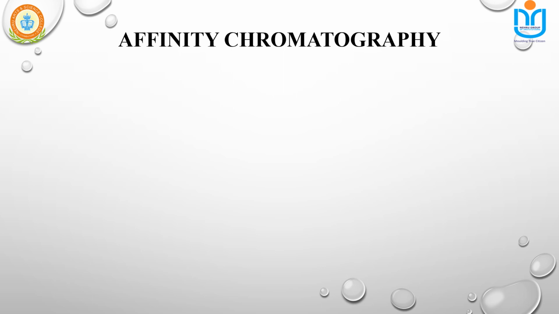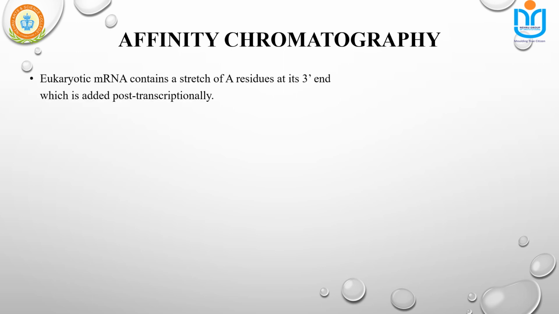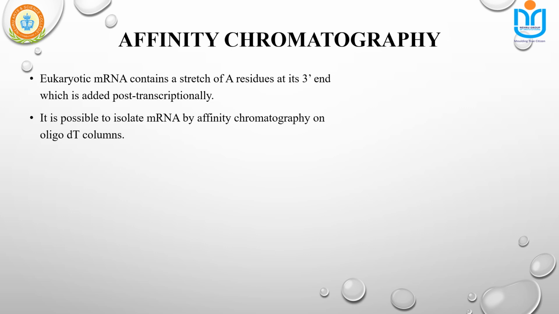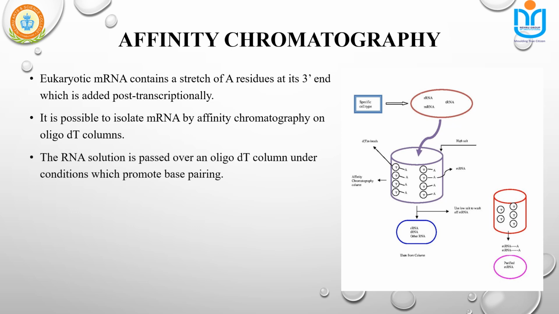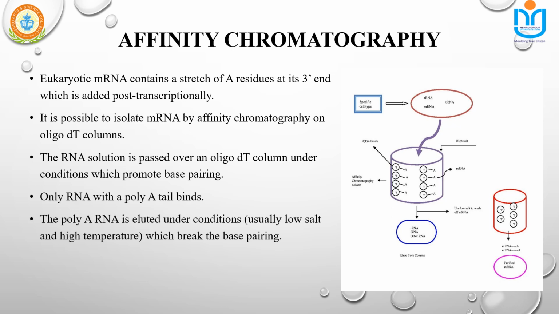Affinity chromatography. Eukaryotic mRNA contains a stretch of A residues, that is adenine residues, at its 3' end, which is added post-transcriptionally. It is possible to isolate mRNA by affinity chromatography on oligo-dT columns. The RNA solution is passed over an oligo-dT column under conditions which promote base pairing. Only RNA with a poly-A tail binds. The poly-A RNA is eluted under conditions, usually low salt and high temperature, which break the base pairing.